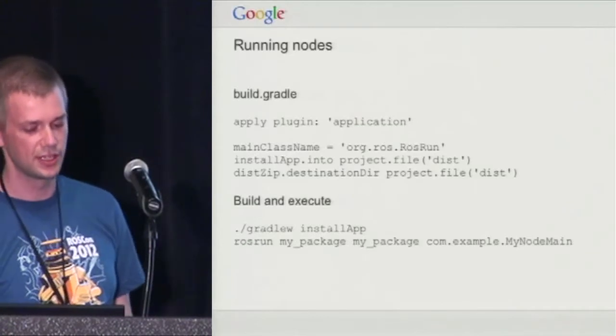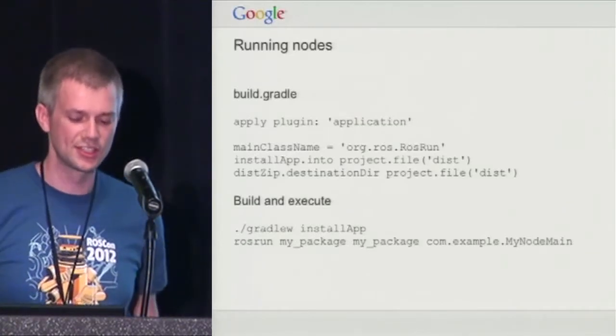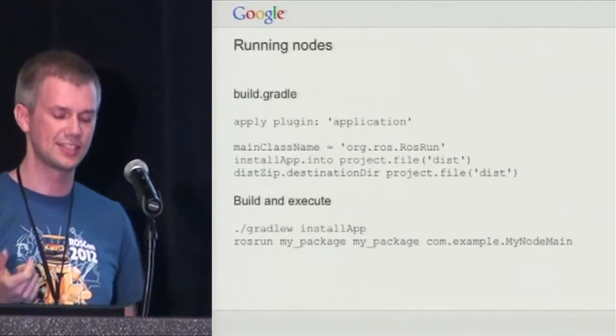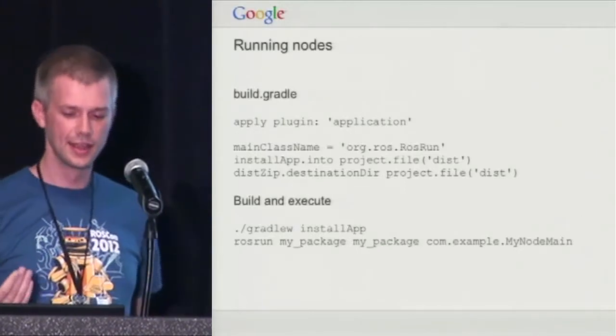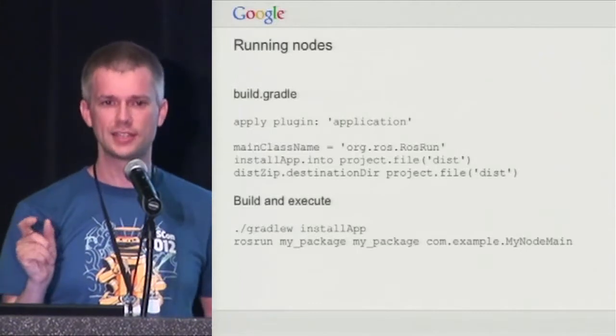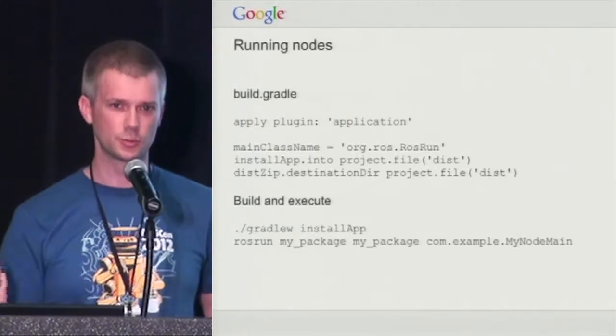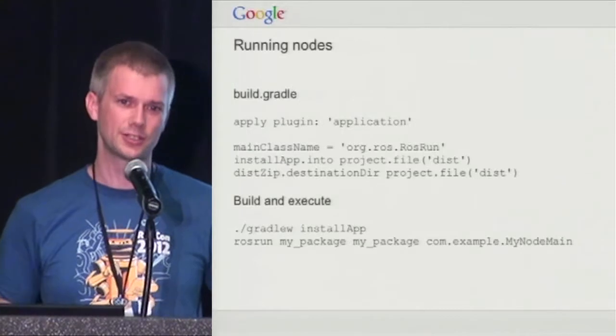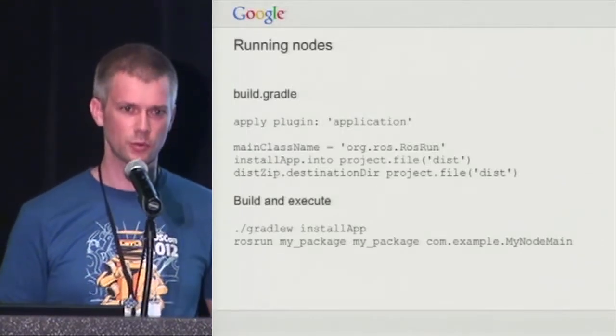There's two lines underneath the main class name, the install app into and the dist zip destination dir. Those are actually a workaround for something in rosrun that ignores anything that's in the build directory, which is where these things would normally end up. So we just move them into a directory called dist, and then rosrun works as you would expect.